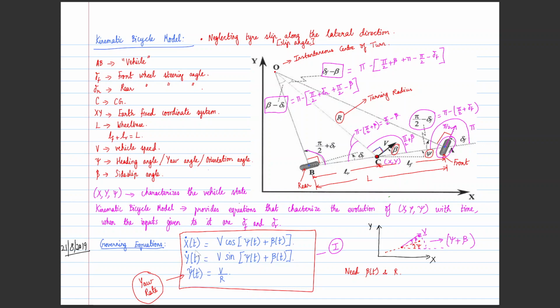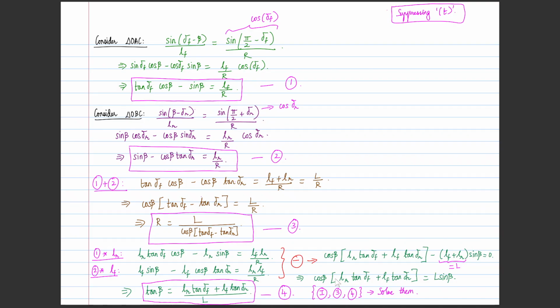And we can write x dot and y dot like this. Okay, so if you were to consider this to be the x direction and this to be the y direction, V is at the angle psi plus beta. So if we were to take its components, x dot will become V cos(psi plus beta), and y dot would become V sin(psi plus beta). So this is equation 1.